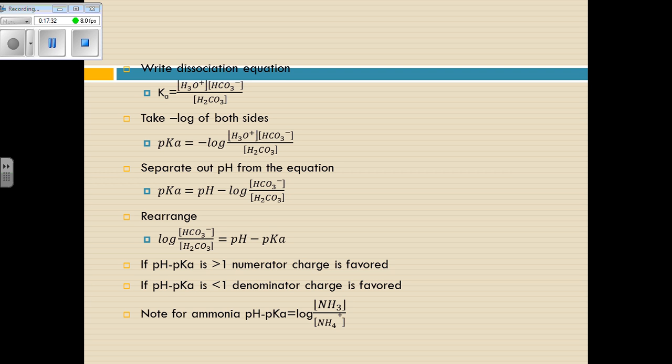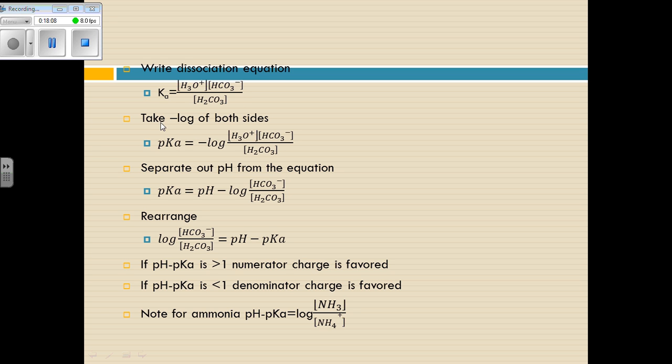So I know from experience with this class that people have a little trouble with the Henderson-Hasselbalch equation and using it. So I want to go through with the carbonic acid buffer how we deal with the Henderson-Hasselbalch equation. Okay, so the first thing we do is we write our dissociation equation. Ka is just the equilibrium constant for that dissociation reaction. Again, we have our products, H3O plus and HCO3 minus, and on the bottom we have our reactant, carbonic acid. So the first thing we do is we just take the negative log of both sides.